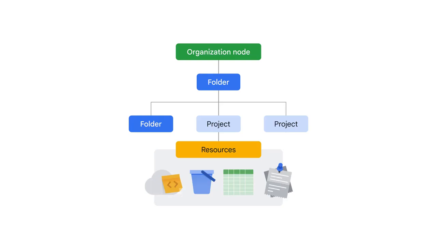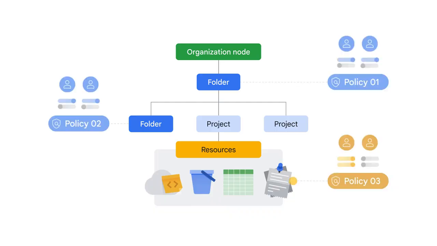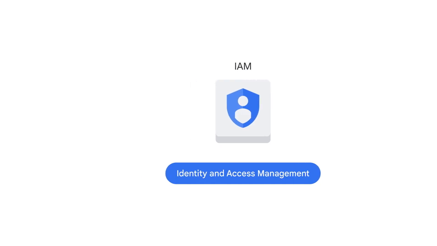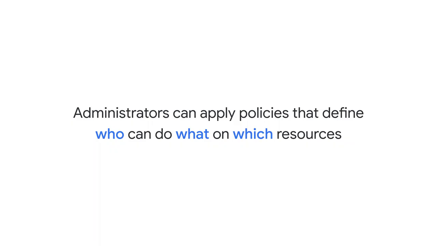When an organization node contains lots of folders, projects, and resources, a workforce might need to restrict who has access to what. To help with this task, administrators can use Identity and Access Management, or IAM. With IAM, administrators can apply policies that define who can do what on which resources.